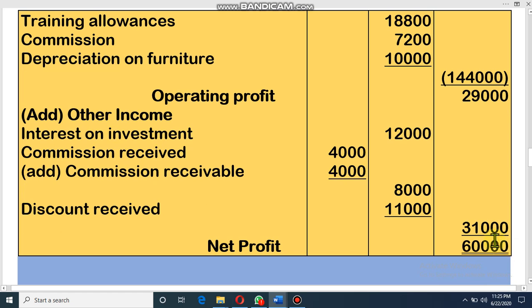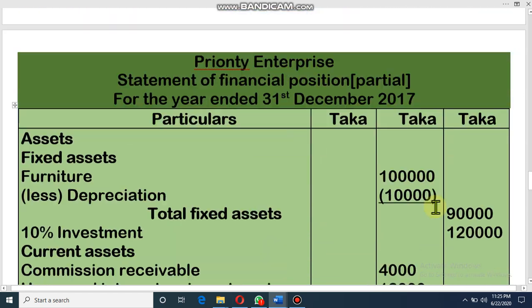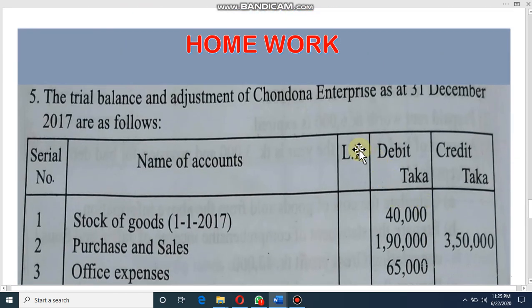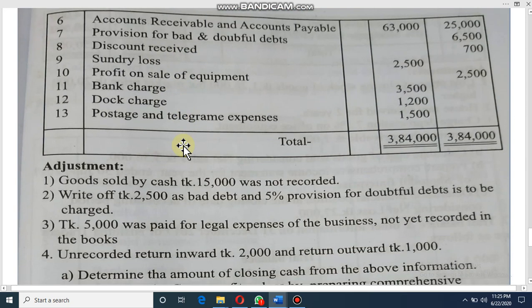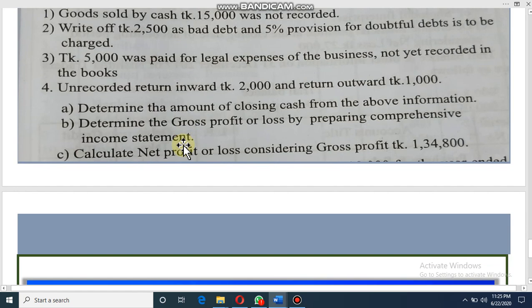Dear student, I hope you understand how we can calculate the amount of net profit. Now your homework. Dear student, CQ5 from your books, you will try to do at home. Next lecture I will solve this math for you.